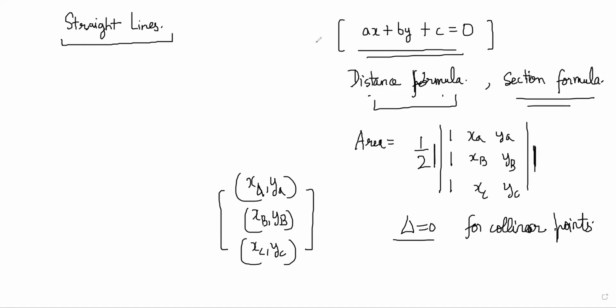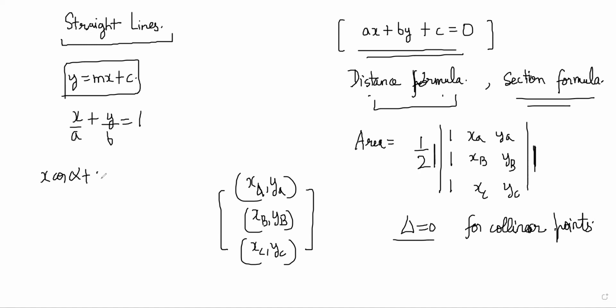There are other forms of the straight line equation. There is the form y is equal to mx plus c, which is the slope intercept form. There is also the intercept form, which is like this. And there is the normal form, which is x cos alpha plus y sin alpha is equal to p. These are all things that you have probably read in your lower classes. So we'll not spend too much time discussing the theory.